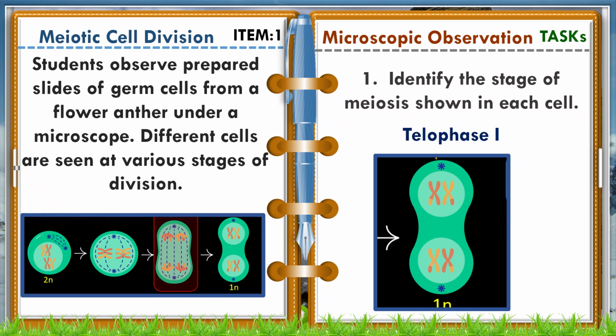Then we have the telophase 1. Telophase 1 is this stage here. Here, the homologous chromosomes have separated and they have gone to different poles, and the cell is starting to divide. This one is referred to now as haploid.